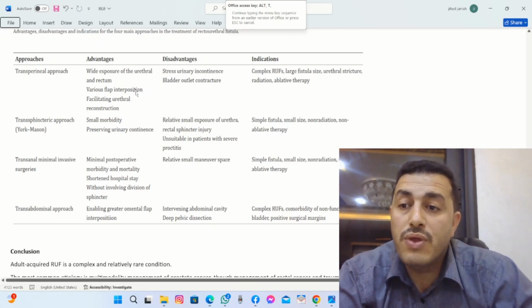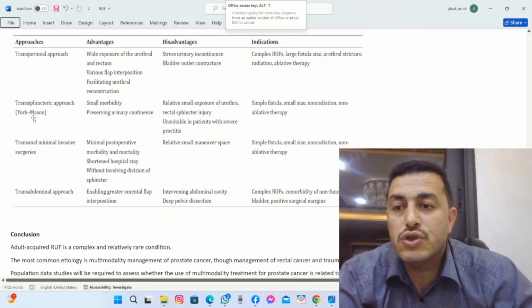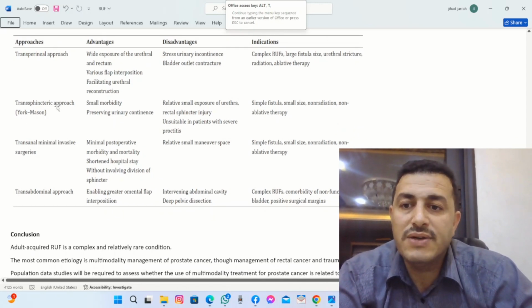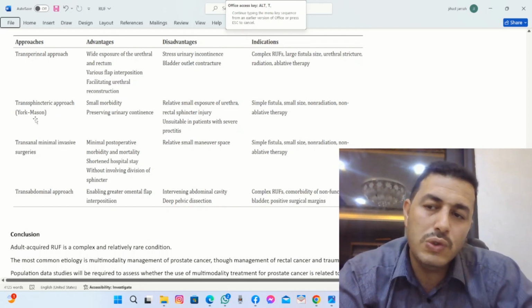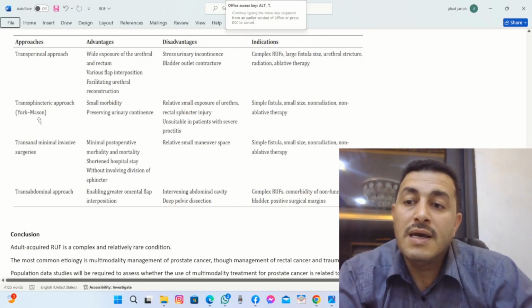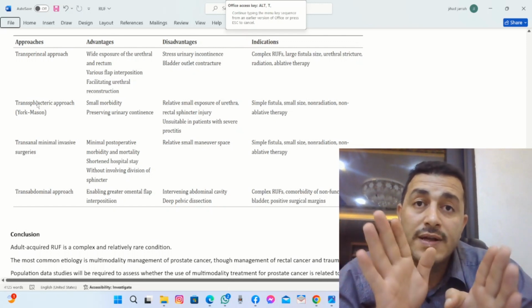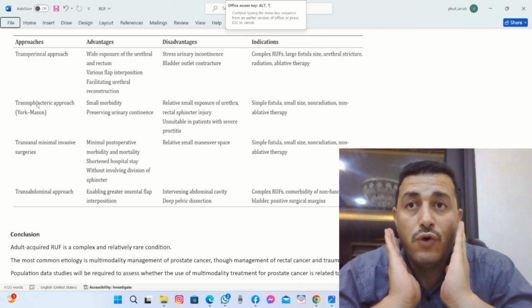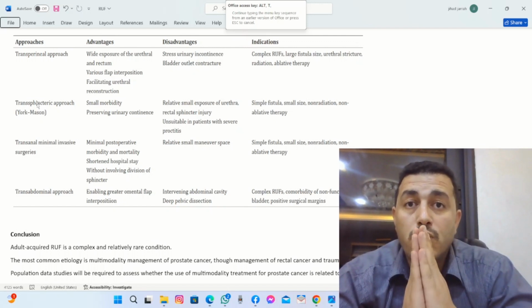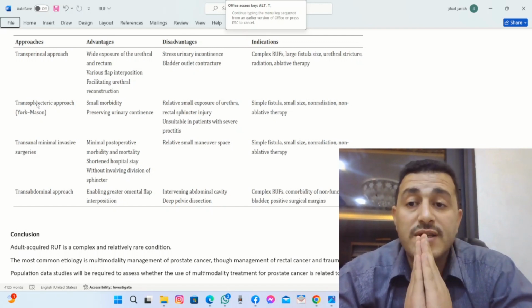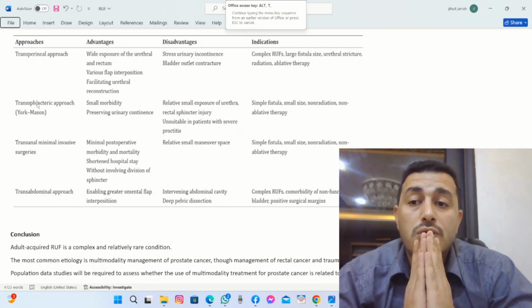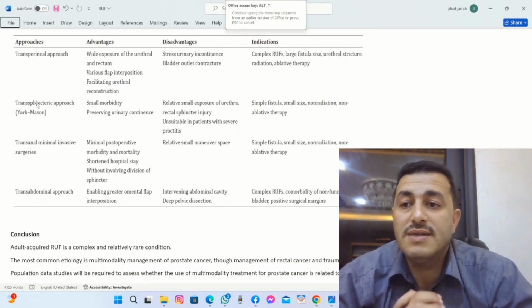Then we talk about the posterior approach, the York Mason approach, transsphincteric. We said mainly we do not use these now, and these are transsphincteric. We cut the sphincter. We reach first of all the posterior rectal wall. We cut the posterior rectal wall, the levators and the sphincters, until we reach the anterior rectal wall where the fistula exists.